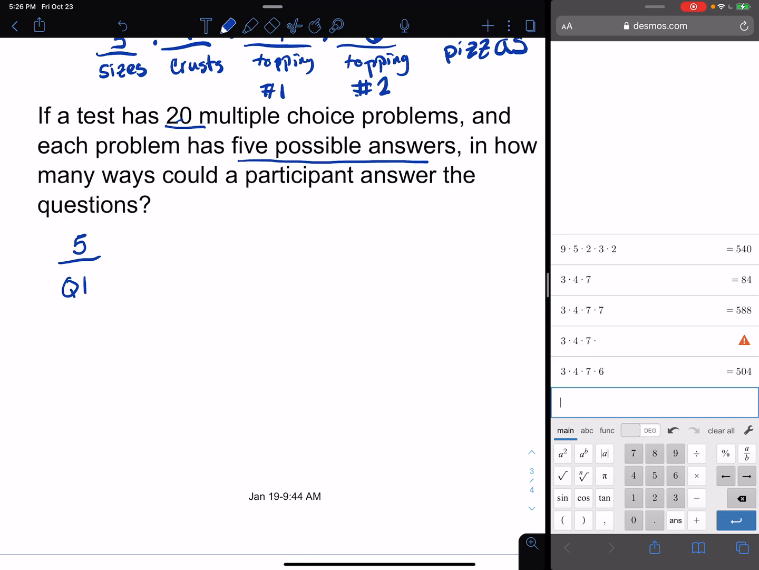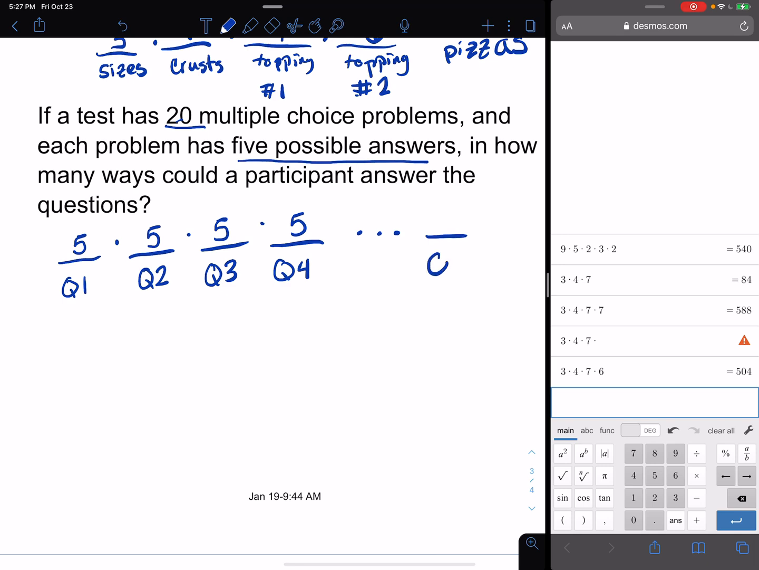And then because there's 20 multiple choice problems, I'm going to move on to question 2, where I also have to choose one of those 5 options. Then I'm going to move on to question 3, where I have to choose one of those 5 options. Then question 4, where I have to choose one of those 5 options. And then it's just going to keep repeating, right? It's going to keep going that way all the way up until I get to that last question of the test, right? When I'm looking at questions 5 through question 19, I'm thinking about that same thing.